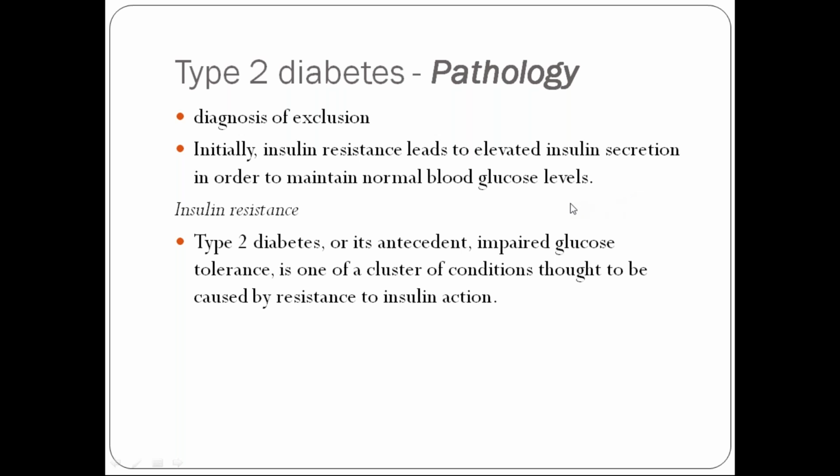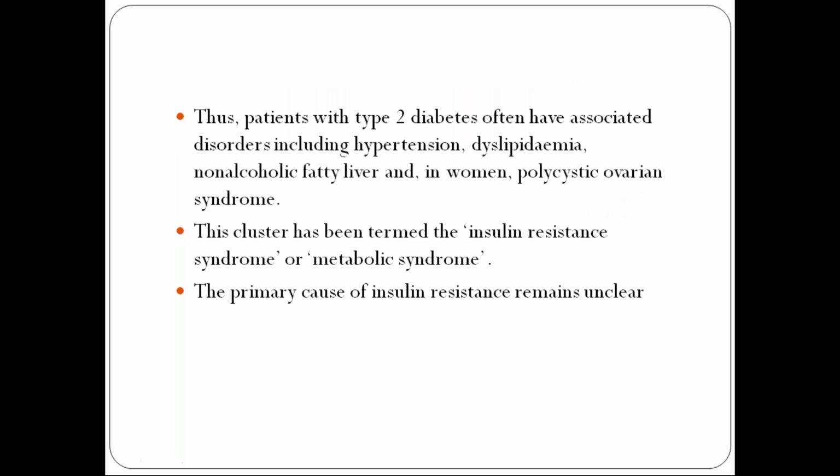leading to insulin deficiency. Patients with type 2 diabetes are often associated with disorders such as hypertension, dyslipidemia, non-alcoholic fatty liver disease, and in women polycystic ovarian syndrome. This cluster of symptoms is usually termed insulin resistance syndrome or metabolic syndrome, or syndrome X. For all these conditions, the primary condition is insulin resistance.